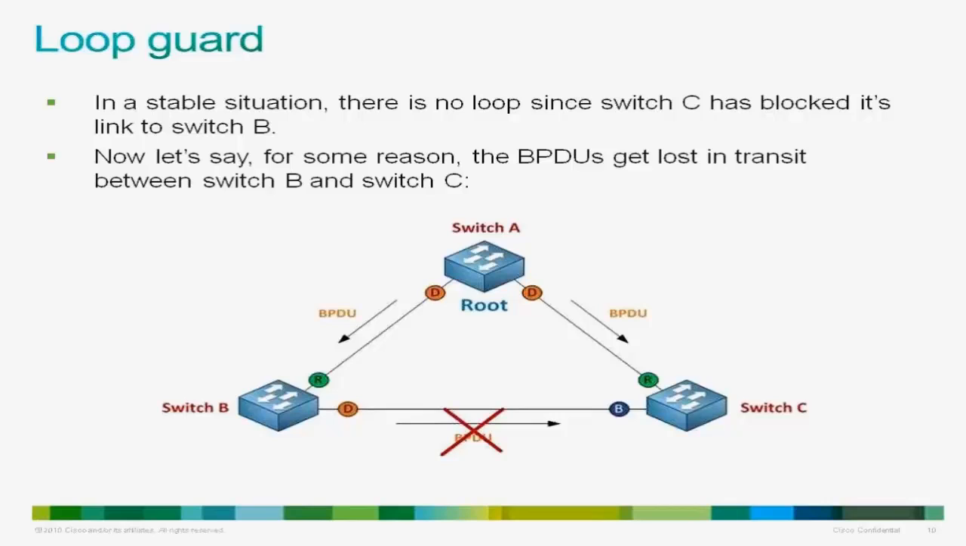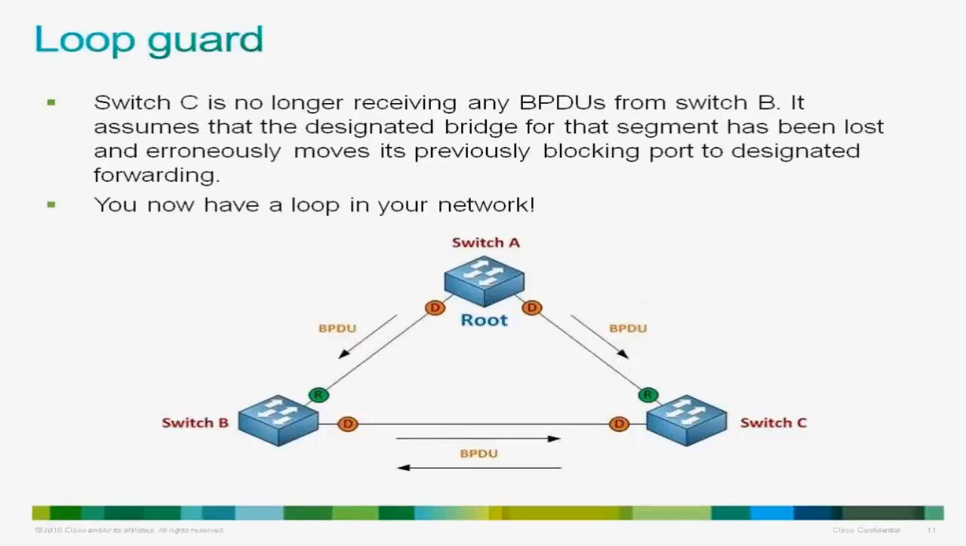So it slowly starts converging and moving its blocked port to a designated port. Now we arrive at a situation where the blocked port becomes a designated port and you no longer have any blocked port in your triangle topology. And this is a very, very clear loop in your network.